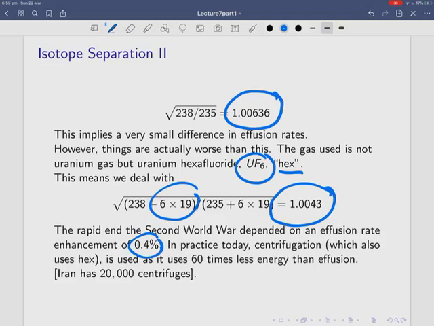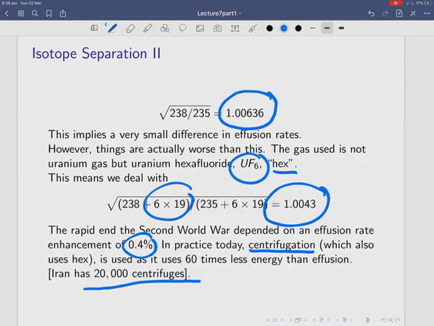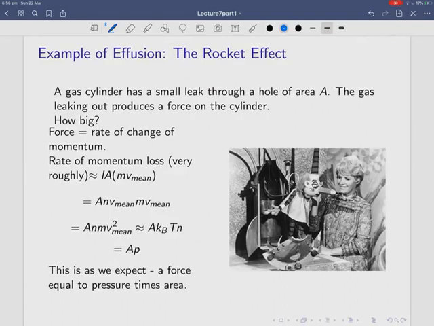Okay, now in practice today, we use centrifugation, which is a different method, which I think we will study in a tute somewhere, and it uses 60 times less energy than diffusion, so it's much more efficient. And Iran, for instance, has 20,000 centrifuges, which they would claim are being used to separate isotopes for peaceful purposes, okay, and not to be used to make bombs to drop on Israel and Saudi Arabia. But whether you believe that or not is open to you.